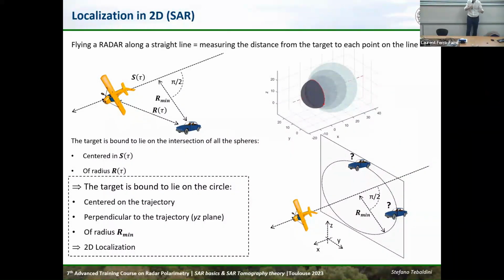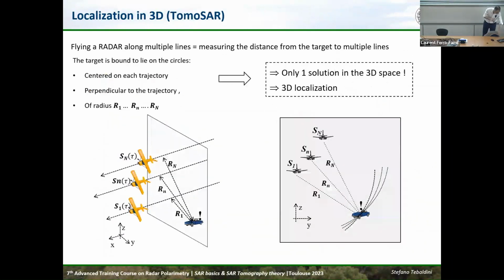The information that you're still missing is the angle, the elevation angle. And how is this solved? Well, just imagine that you fly now multiple trajectories. So for each trajectory, you have a circle. If you do the intersection of all of the circles, finally, you have just a single point. So for this reason, tomography that is built by flying multiple trajectories provides you with three-dimensional localization capabilities.